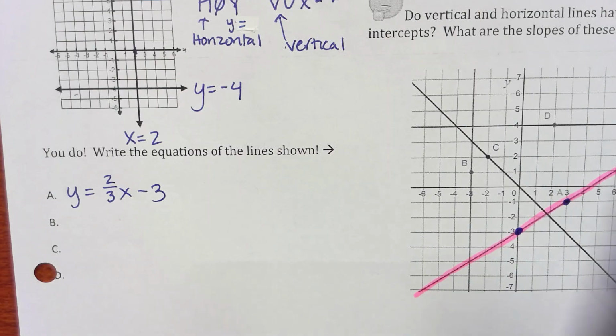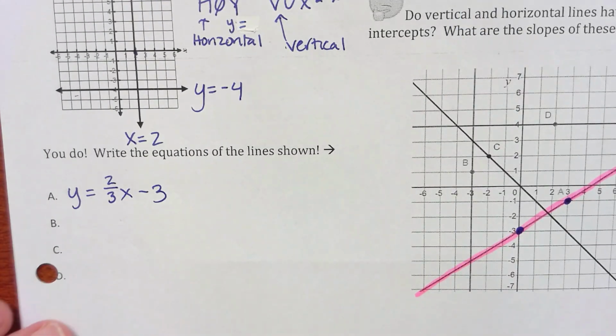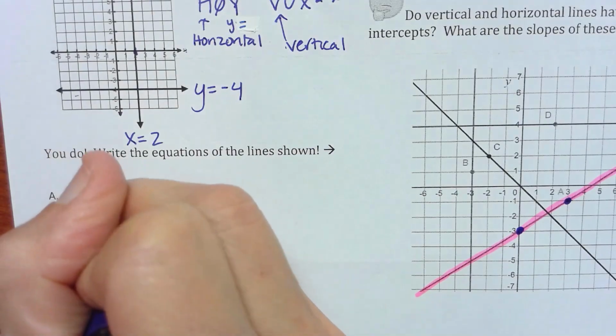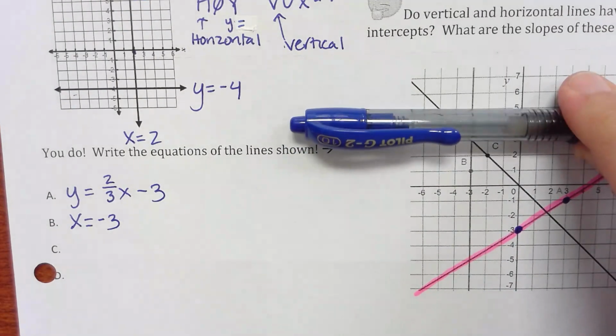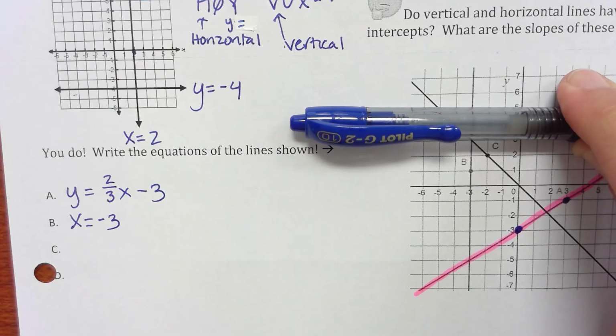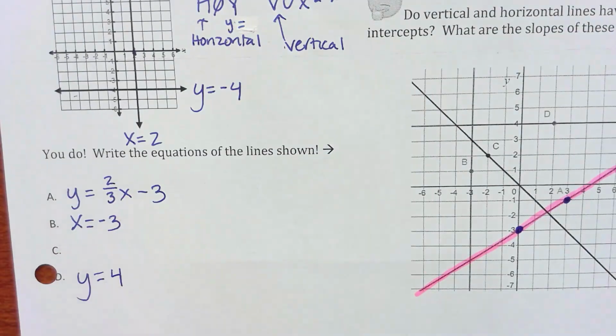Line B is a vertical line, so that's an x equals line. X equals -3. I'll go ahead and do line D right now because it's there. Line D is a horizontal line, so it's a y equals line. Y equals 4, which just leaves C.